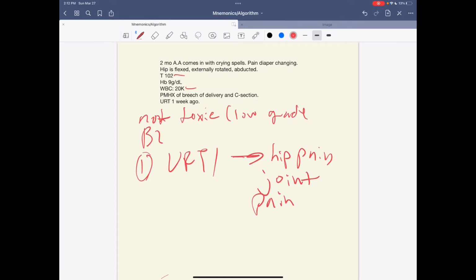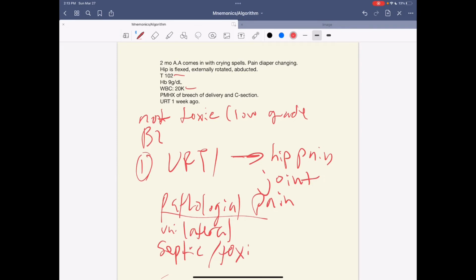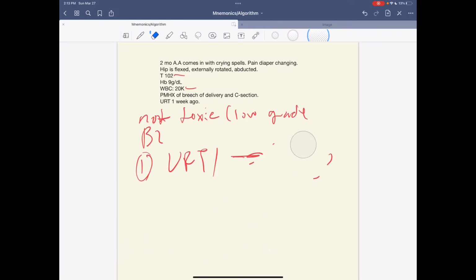Remember, something that's more pathological, like septic arthritis, would be more unilateral, right? It will be more of a septic or toxic presentation, like a systemic infection. Versus transient synovitis will be more mild. It will be bilateral, and it will not be as toxic. And that's transient synovitis.